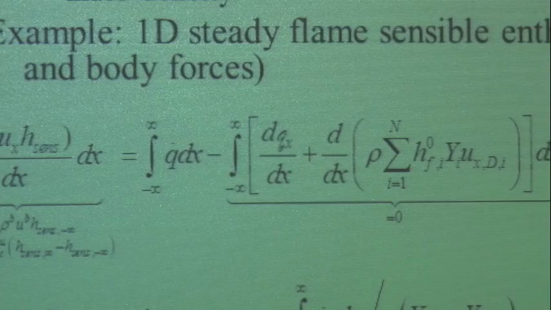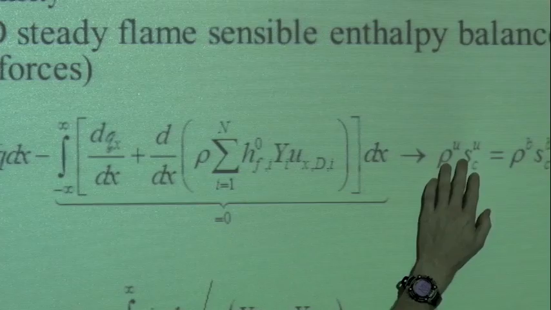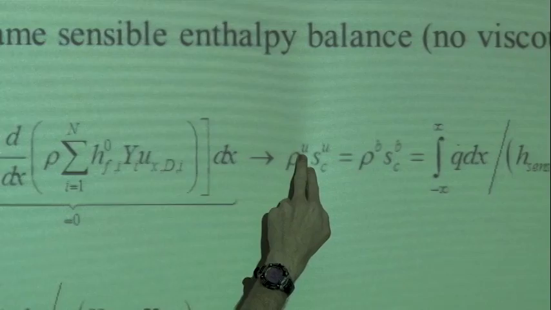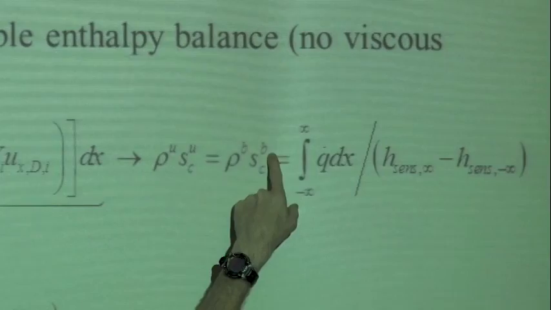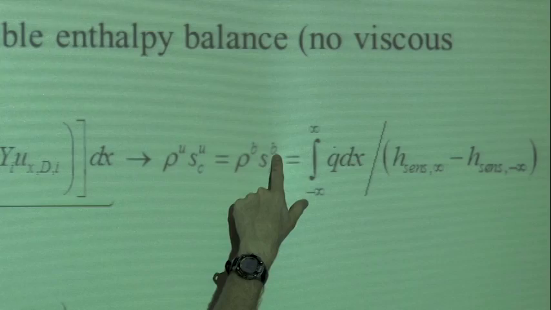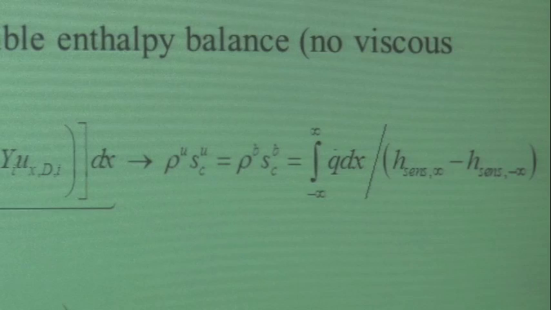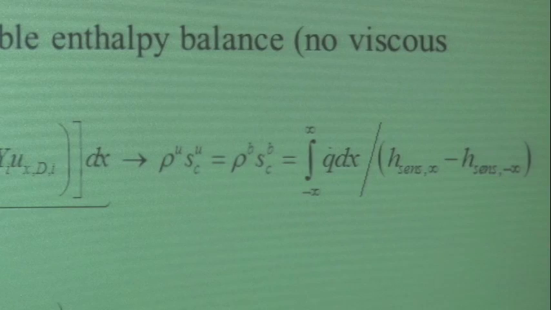Well, you can use any density you want. It makes most sense that if you want to define a consumption speed with respect to the reactants, you just use the unburned density. This is really three equal signs. It's the definition of SUC. This is the definition of SBC. So the consumption rate with respect to unburned gas and the consumption rate with respect to burned gas is equal to the density ratio even for a stretched flame. Again, this is a definition.